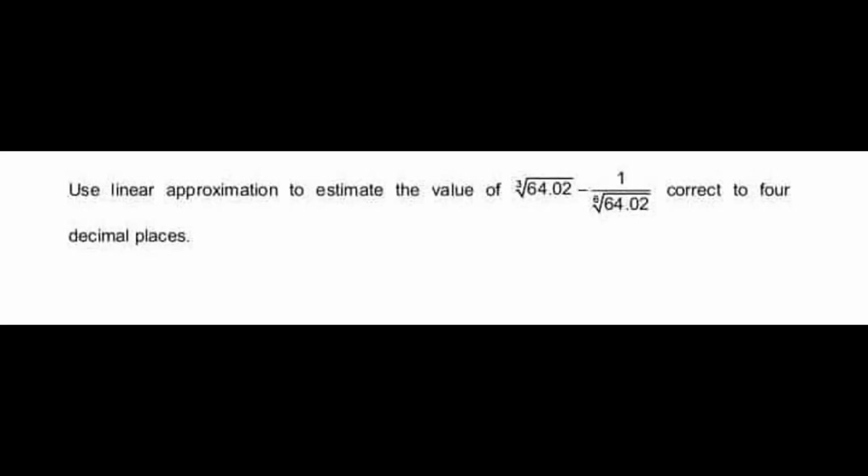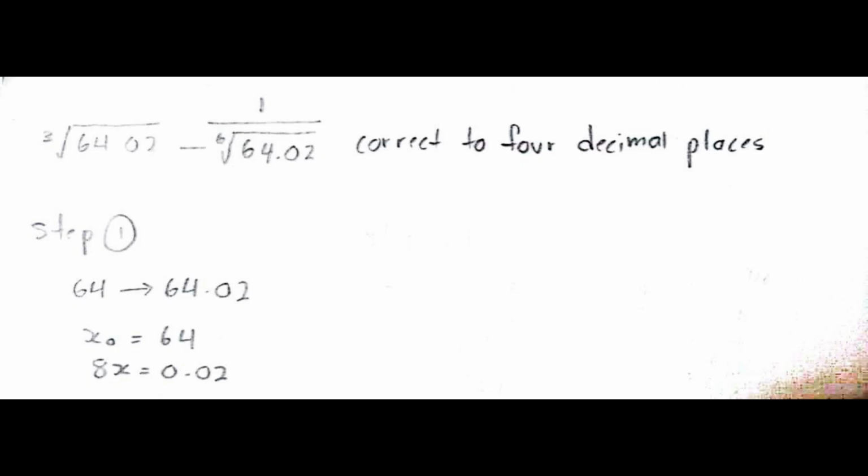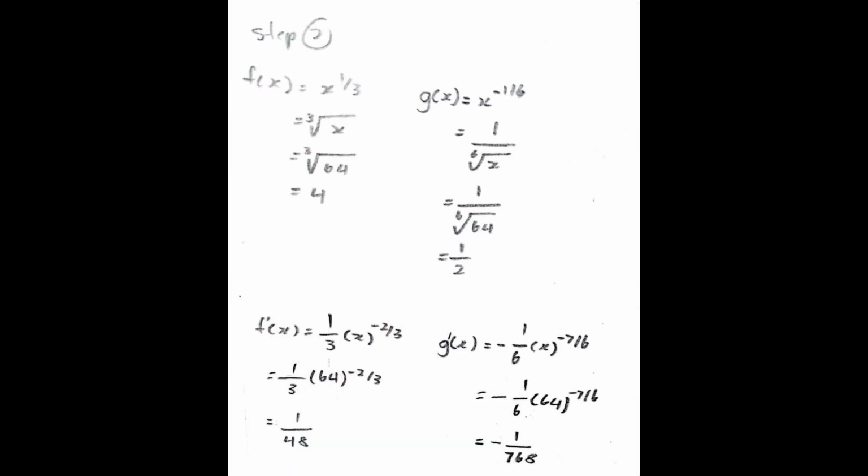The last question is estimate the cube root of 64.02 minus 1 over the square root of 64.02 correct to 4 decimal places. Step 1. Find the value that is closer to 64.02, which means 64, because it is easy to evaluate. Step 2. We calculate the value. At x equal to 64, f(x) we got 4. Meanwhile, g(x) we got 1 over 2.